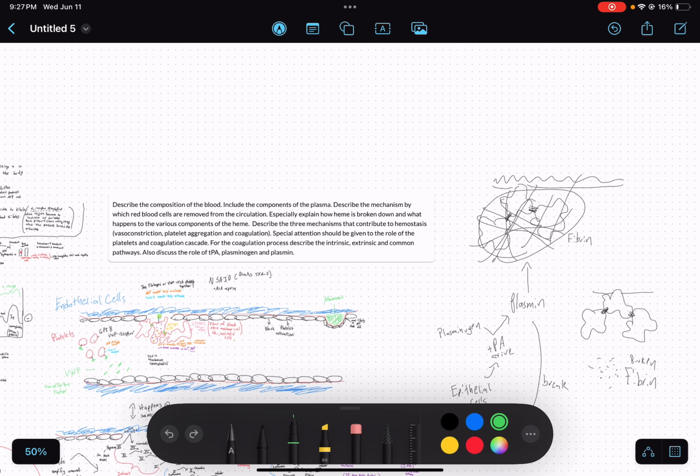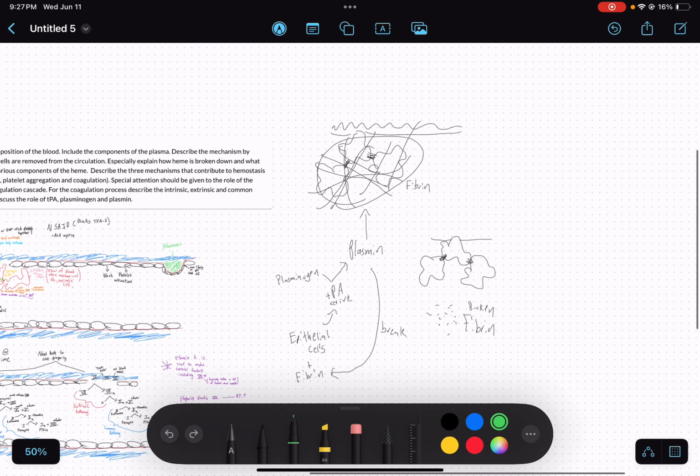Alrighty, so we talked about the 3 mechanisms that contribute to hemostasis. We talked about platelets and the coagulation cascade. And we described the extrinsic, intrinsic, and common pathways. Now let's go ahead and talk about TPA, plasminogen, and plasmin.